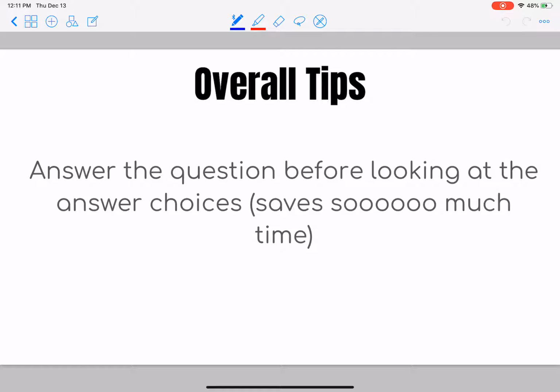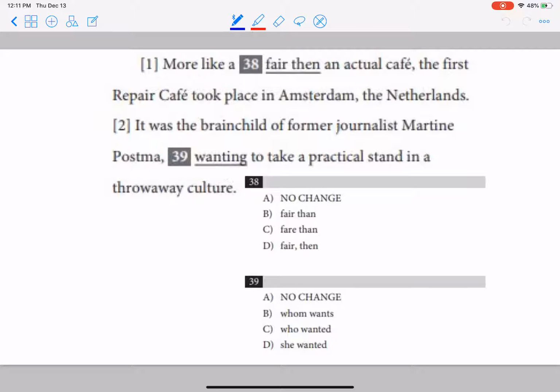So for example, we can see the first sentence right here, more like a fair than an actual cafe. And even then, my brain knows that it should be than, but they wrote then. So then I know it's fair than. So it's more like a fair than an actual cafe. The first repaired cafe took place in Amsterdam. So I already answered it, right? I already know that it should be fair than with an A.